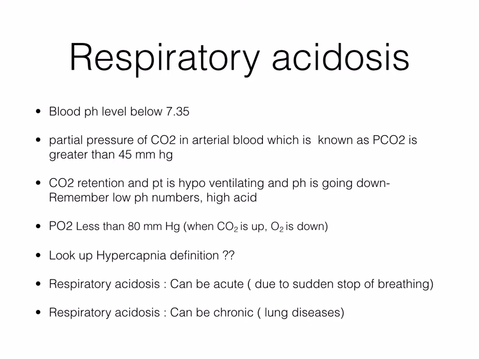Now, anytime you see the words partial pressure here, you have to know that we are talking here about arterial blood. Carbon dioxide builds up in the blood because the client has some disorders which causes the client to hypoventilate and retain carbon dioxide. Since the client retains this acid, this causes the pH to go down. This imbalance can be acute, as in sudden stop of breathing, or chronic, such as in lung diseases.